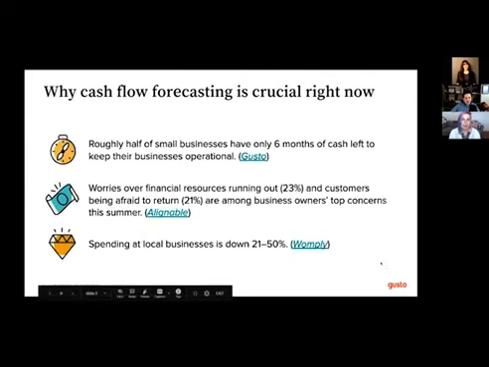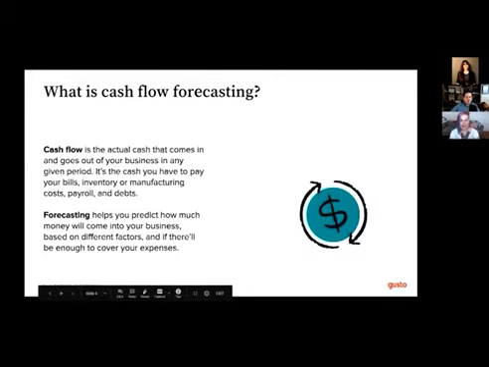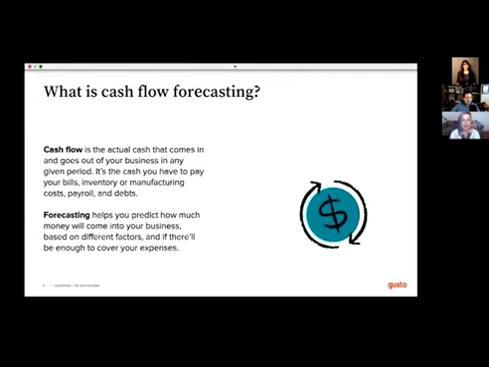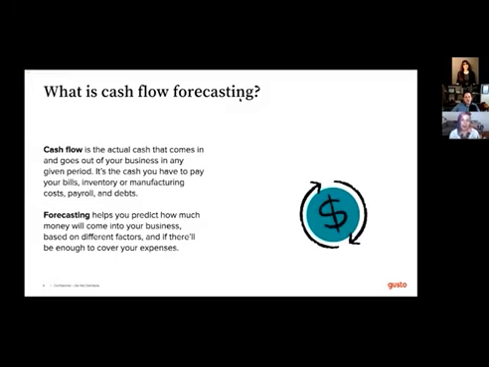Now we're going to talk about forecasting. Oops, we went a little too far. Yes. So forecasting helps you predict how much money will come into your business based on different factors and if there'll be enough to cover your expenses. So this is where we're really going to look at the balance between profit and cash flow. And this goes beyond just looking at sales projections.